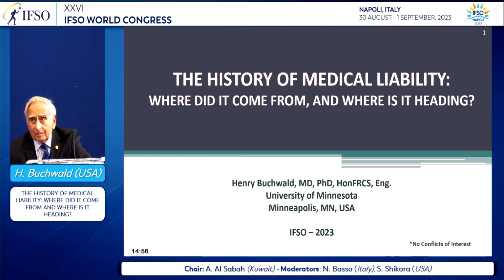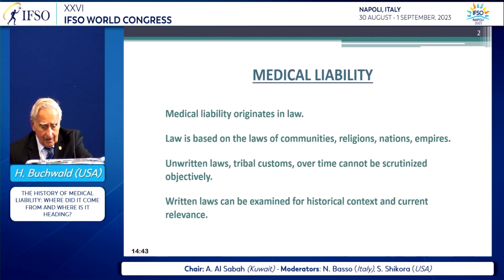I'm going to give you the history of medical liability in the metabolic surgery field. Where did it come from and where is it heading? Now, what is medical liability? It originates in the law. And the law is based on communities, religions, nations, and empires. And there are unwritten laws, and you cannot really trace them through history. But there are written laws, and we're going to look at some of them to see where we came from in terms of our current litigation.